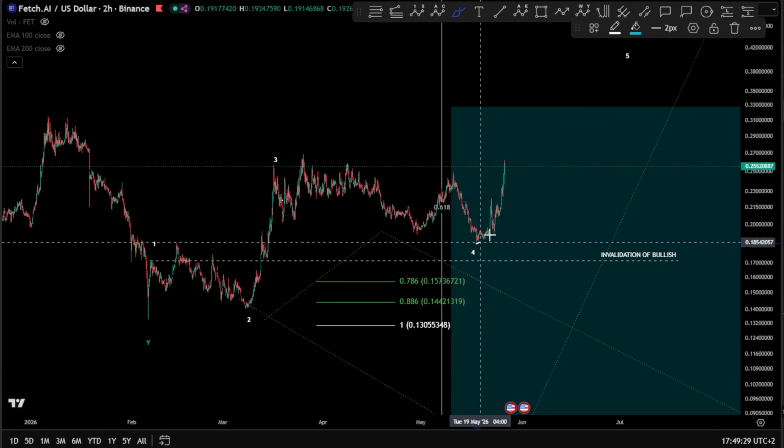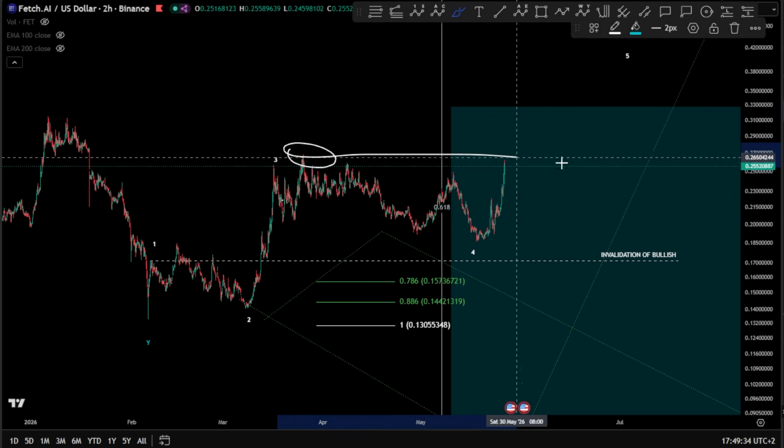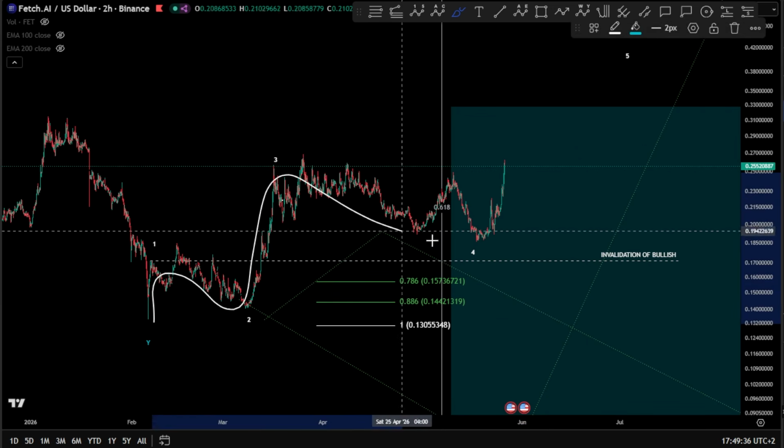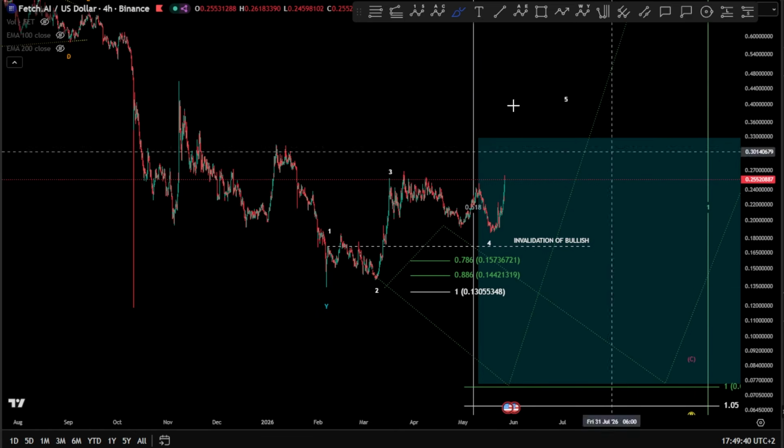given, and currently we are on the move. We have something very impulsive. We are very close to taking the high again and confirming, of course, 3 waves as an impulse toward the upside. So very likely that we are looking for a wave 5.